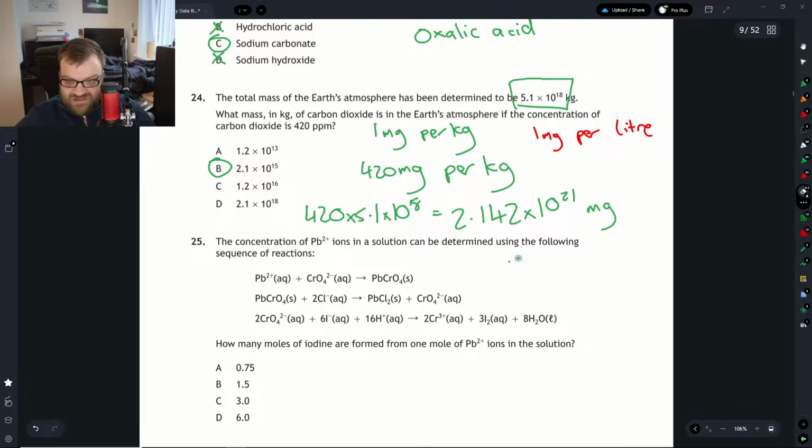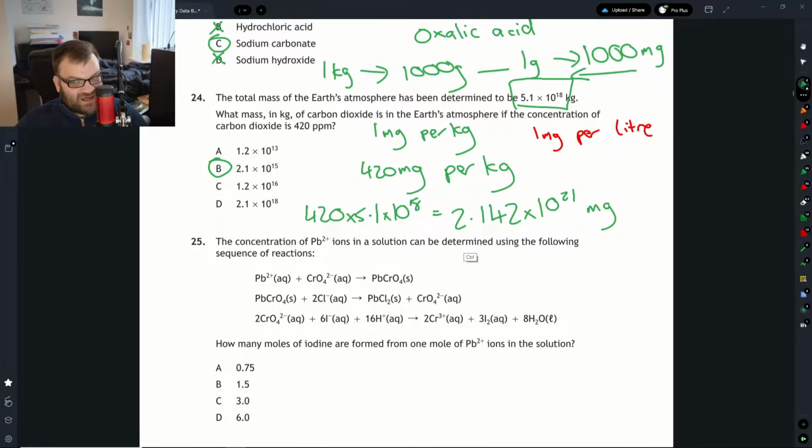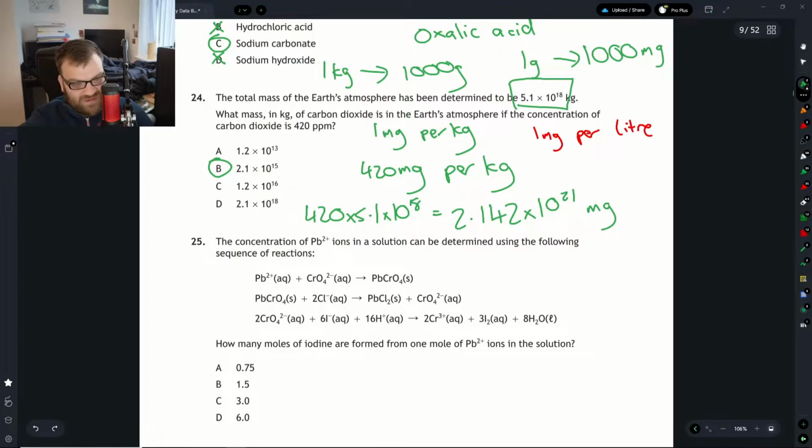One thing that I think is quite handy to remember: 1 kilogram is 1,000 grams, and 1 gram is 1,000 milligrams. If we were going this way, you would divide by 1,000 to turn it into grams, and divide by another 1,000 to turn it into kilograms. People like to use 10 to the power of -3, whatever. That would be my answer.